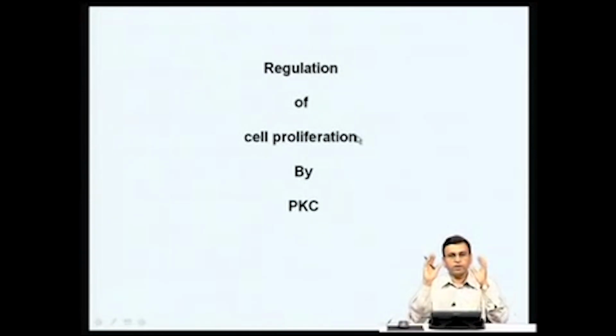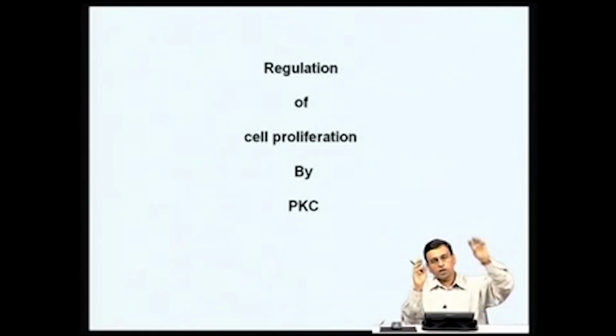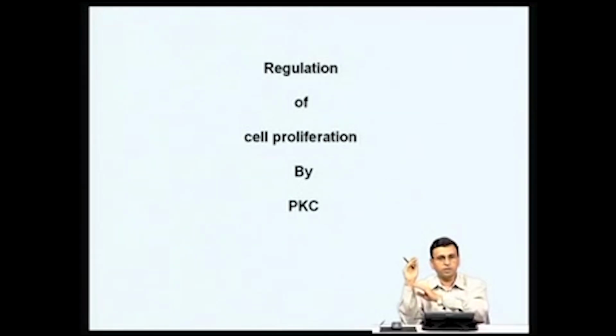So, let us now briefly discuss how protein kinase C regulates cell proliferation. So far we have discussed how molecules binding to their GPCRs ultimately result in the activation of trimeric G proteins, and these trimeric G proteins, which contain the Gq alpha subunit, now activate phospholipase C, and phospholipase C cleaves phosphatidylinositol bisphosphate, or PIP2, into diacylglycerol and inositol triphosphate.